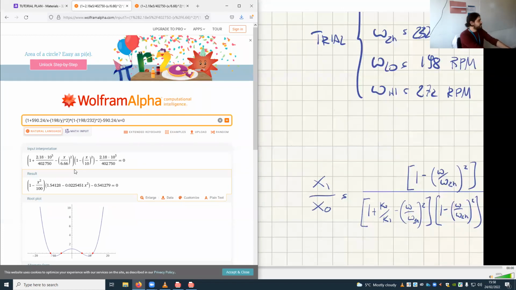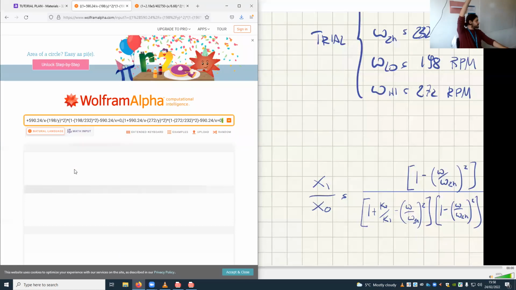So this is my first equation with x and y unknown. X is my first unknown K1, y is my second unknown omega 1n. I copy this, put a comma, and put it in curly braces. My other equation is the same, but instead of 198, I have omega high, which is 272. I have it here and here.